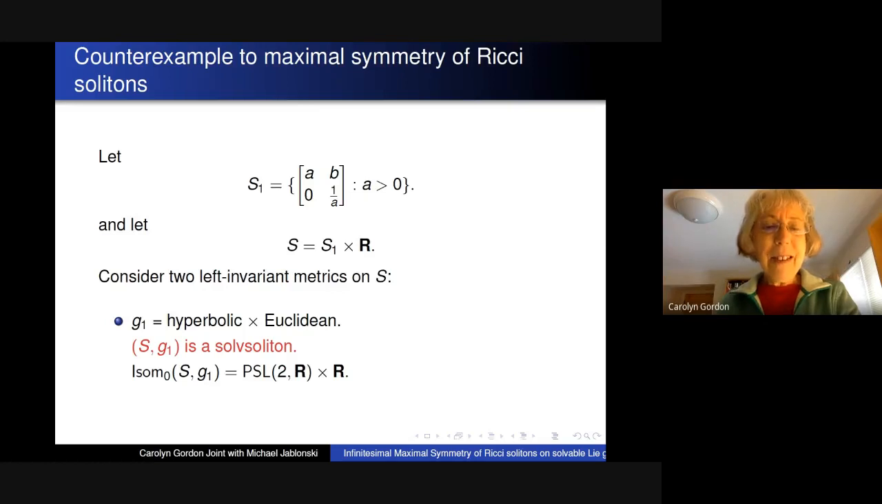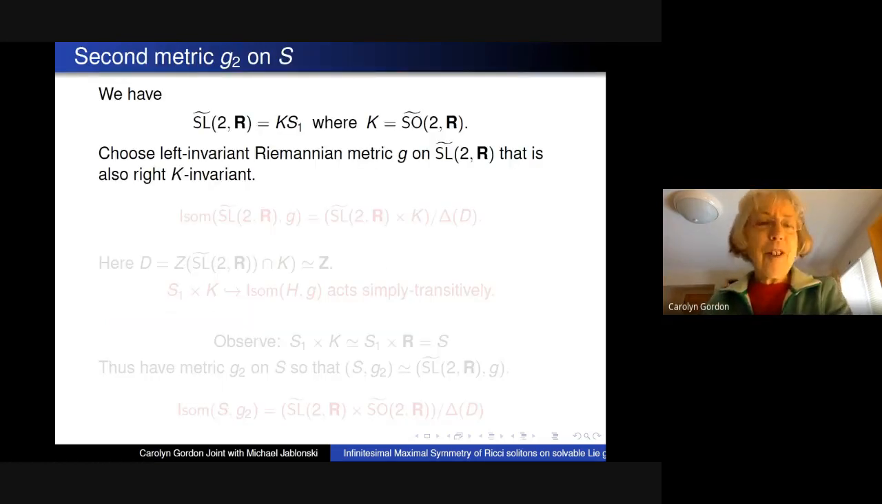Okay, now to get the second competing metric, let's back up for a second. Let SL tilde 2R be the universal cover of SL2R. Every element in SL2R can be written as an orthogonal matrix times something in S1. Everything in SL2R tilde is in K times S1, where K is the universal cover of SO2R. So choose a left invariant Riemannian metric G on SL2R tilde that is also right K invariant. We can do this because the quotient of K by the center of SL2R is compact, so we can average the metric by inner automorphisms and get such a metric.